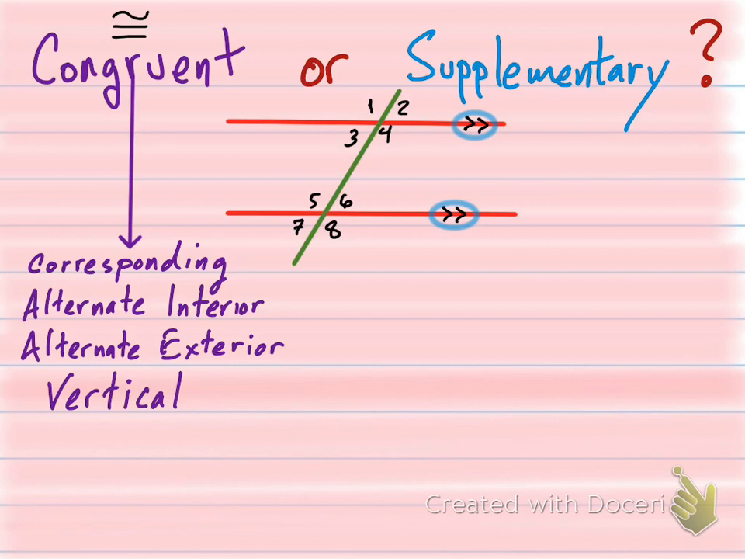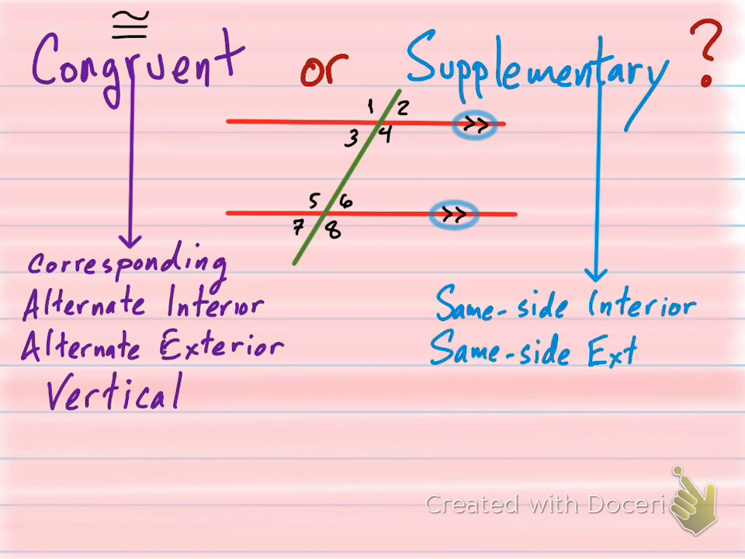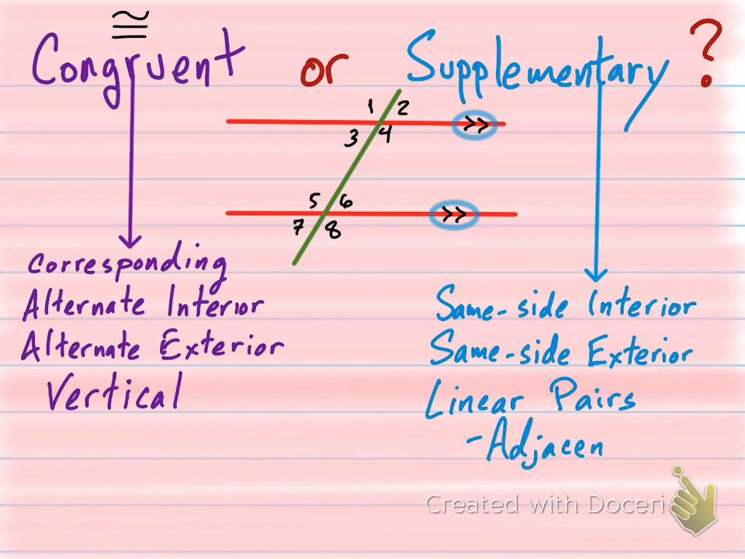So the supplementary angles then would be your same side interior and same side exterior angles. They're supplementary. They add up to 180 degrees. It's kind of easy to remember same side supplementary, I suppose, but those are supplementary angles there. Also, you'll see a lot of linear pairs in this kind of diagram, so I wanted to point that out. Basically, any pair of adjacent angles in this diagram is going to be supplementary angles.